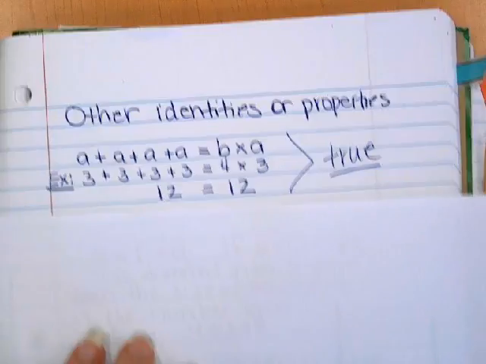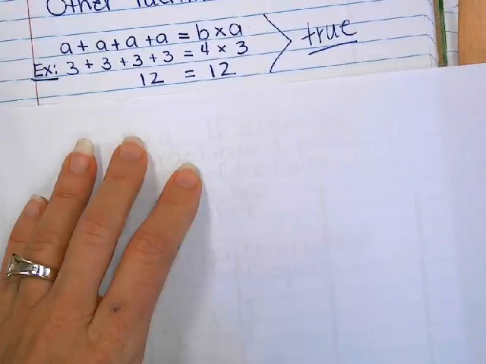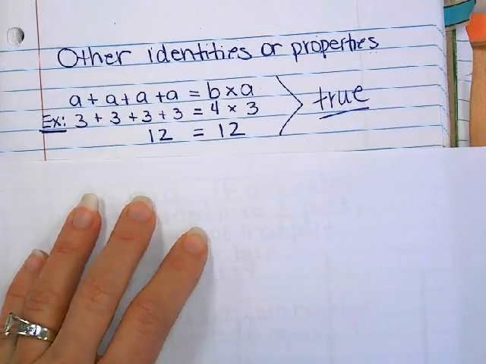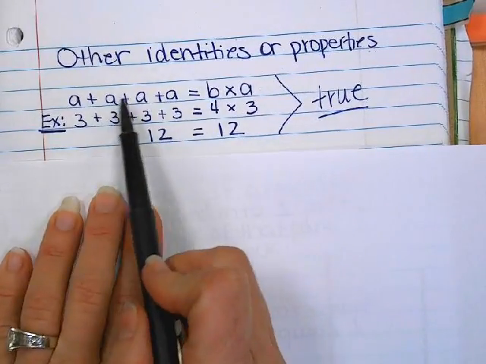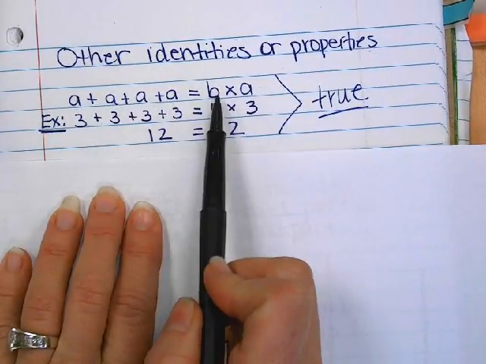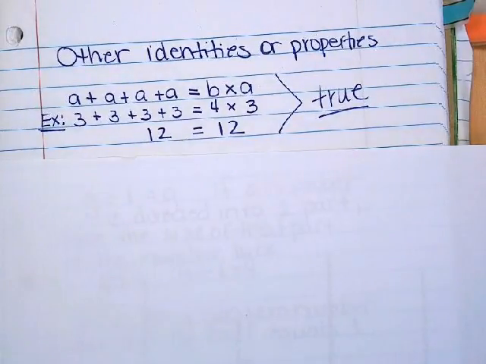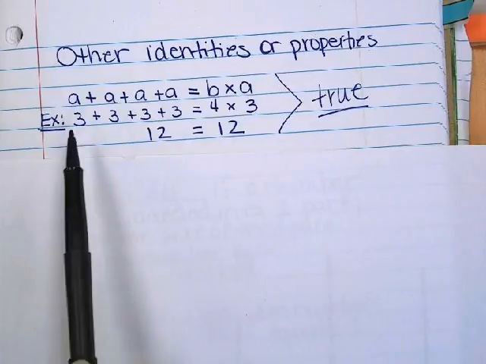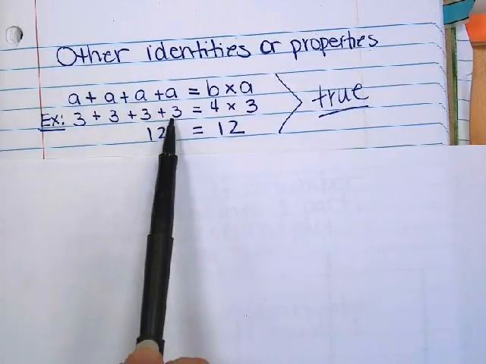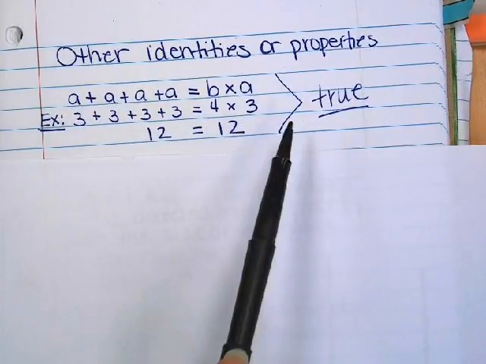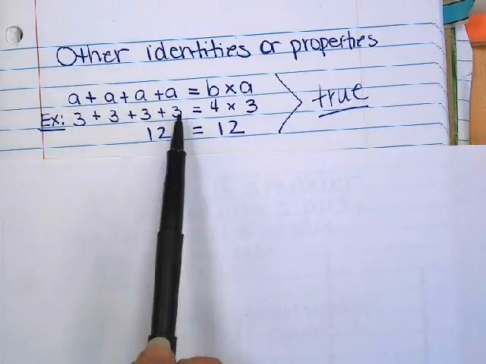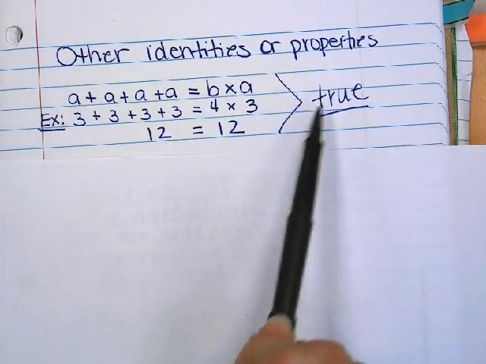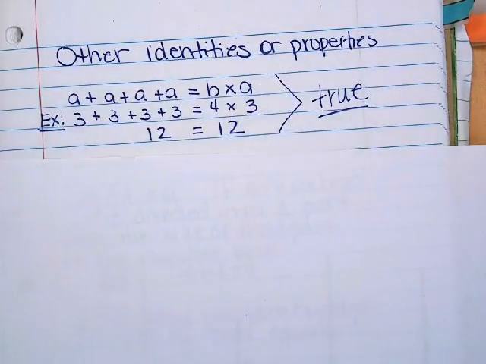So some other identities are properties that may not have a name, but things that you know or see. First of all, A plus A plus A plus A equals 4 times A. What that means is that we can use repeated addition for multiplication. We've talked about this at the beginning of this module with our addition expressions. An example of that would be that 3 plus 3 plus 3 plus 3 is the same as 4 times 3. All of these 3's added are 12, and 4 times 3 is 12. So I just put a little parenthesis and the word true, because that is true.